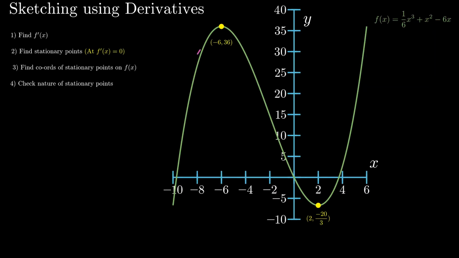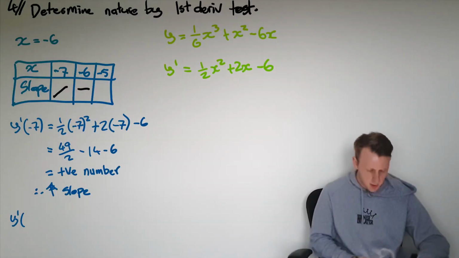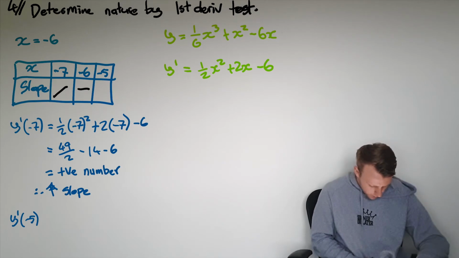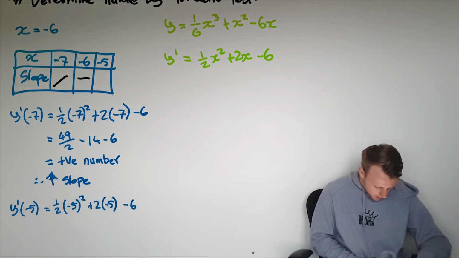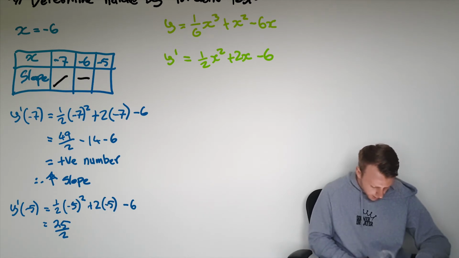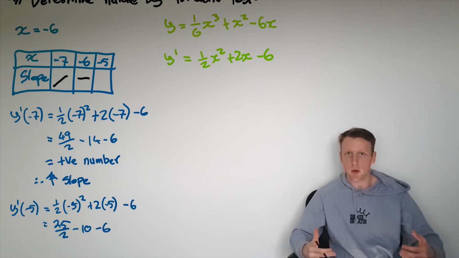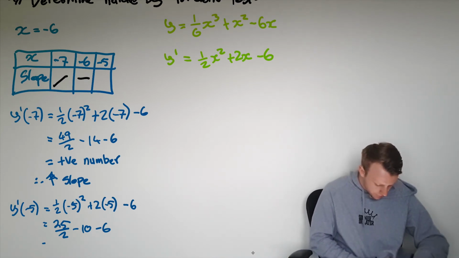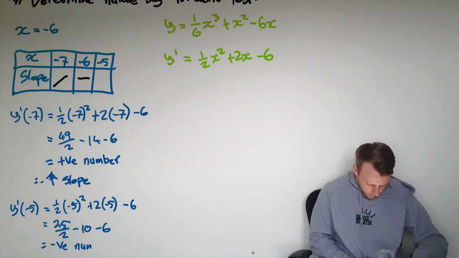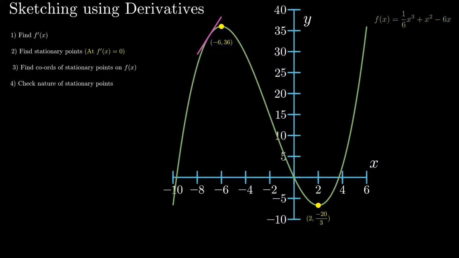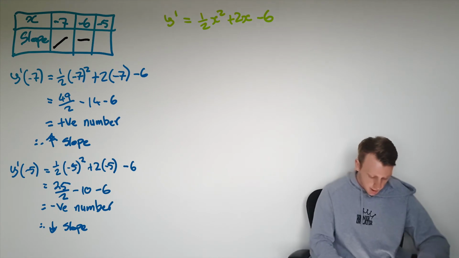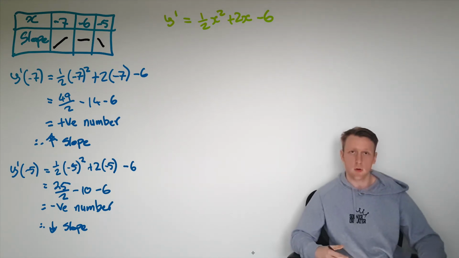my gradient function. I'm then going to have a look a little bit to the right at the point -5. Well, half times -5 squared plus 2 times -5 minus 6. I have 25 on 2, that's about 12 and a half, minus 10 minus 6. So 12 and a half minus 16 is going to give me a negative number. Okay, and this implies that I've got a downward slope. If I've got a negative y value coming out of that x point, the slope is going down. So I've got a negative slope, and I can denote that in my gradient table with a downward slope.